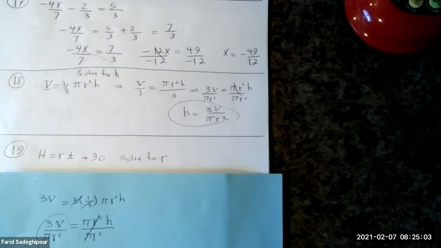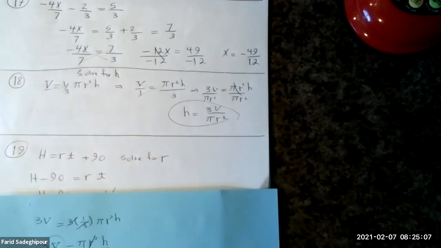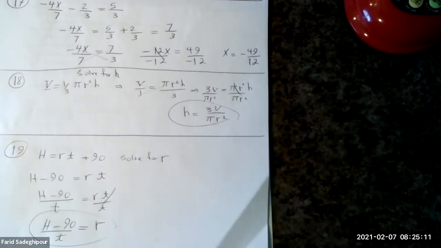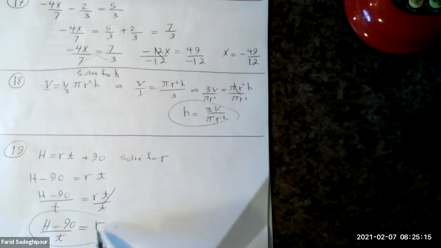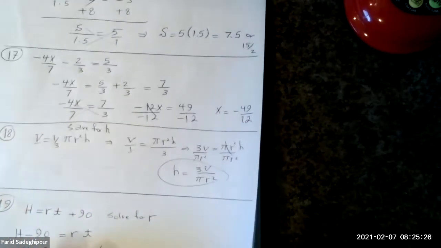Solve for r. First, I need to move 90 to the other side. Since I want to solve for r, I don't need this t. So I divide both sides by t, and r is by itself. You could always pause the video and copy.